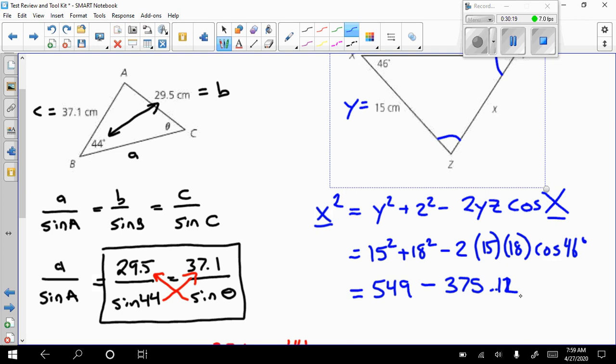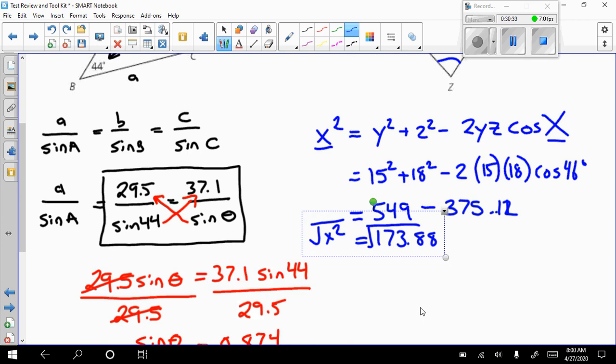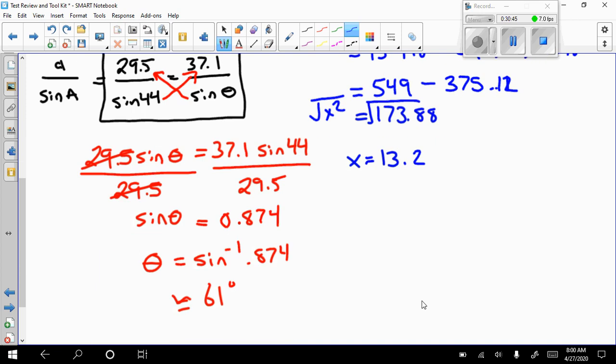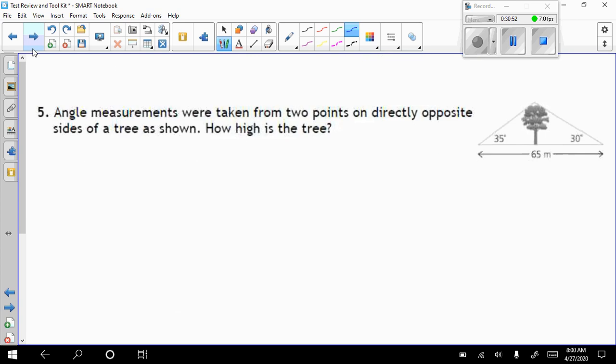And now 549 minus 375.12, and I get 173.88. But remember, that was x squared. So now I do the square root of both, and I do the square root, and I get roughly 13.2. Okay, and it was centimeters. Okay, so there's an example of the cosine law. Okay, just a couple more here.